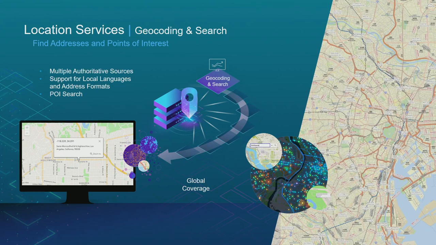It supports local languages and local address formats so that your users don't have to think in their head how they should enter their address. They enter it the way they expect to in the country or the region that they live in. And the geocoding service also has the ability to look up points of interest. It's a little bit of a different twist on it from what the Places service offers. But if you need to find a location so that you can route to it, the geocoding service makes that easy as well. This is global coverage.